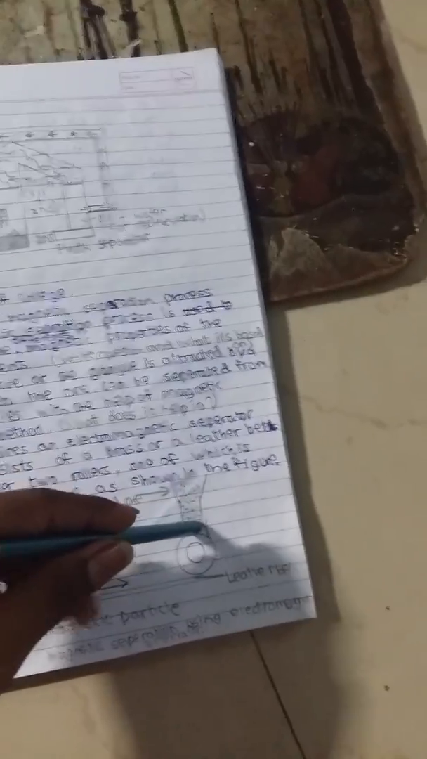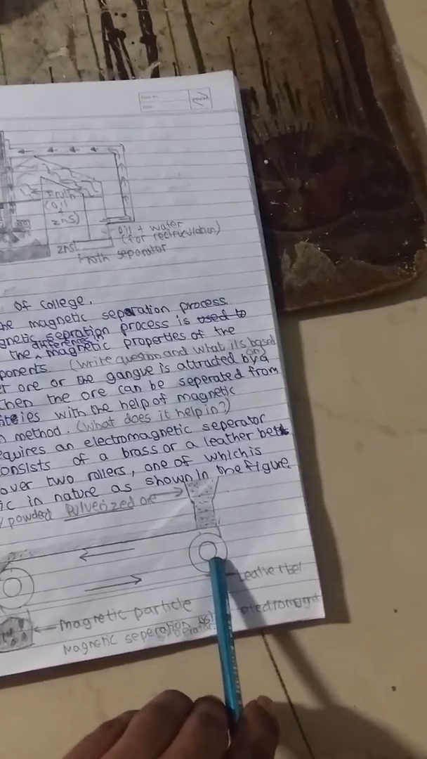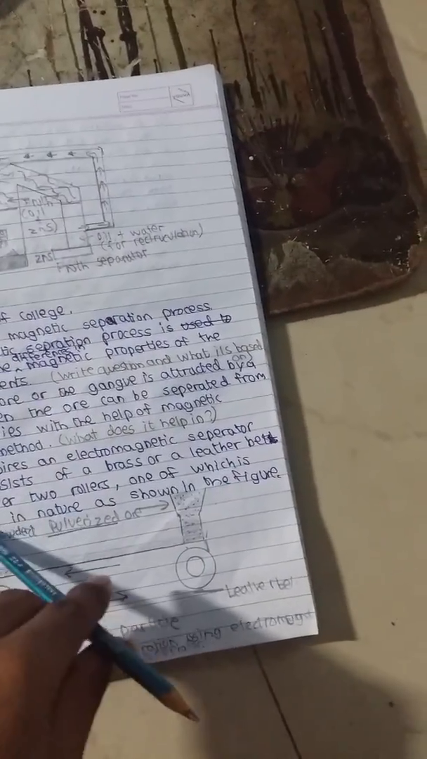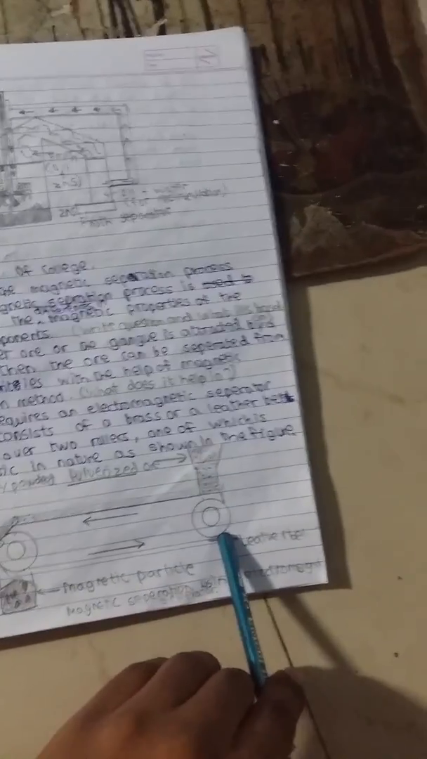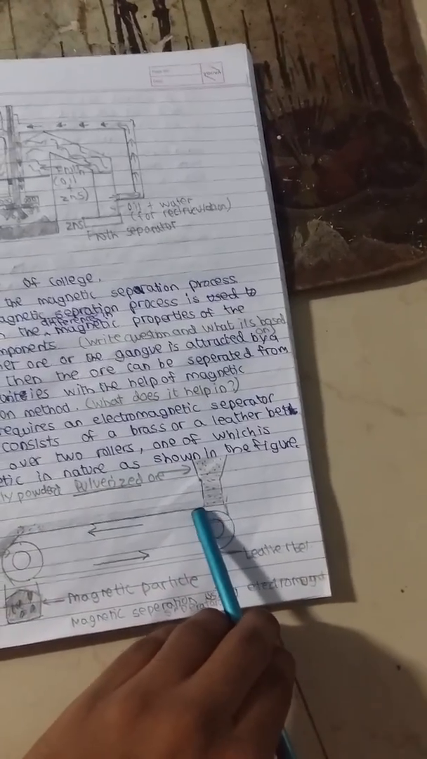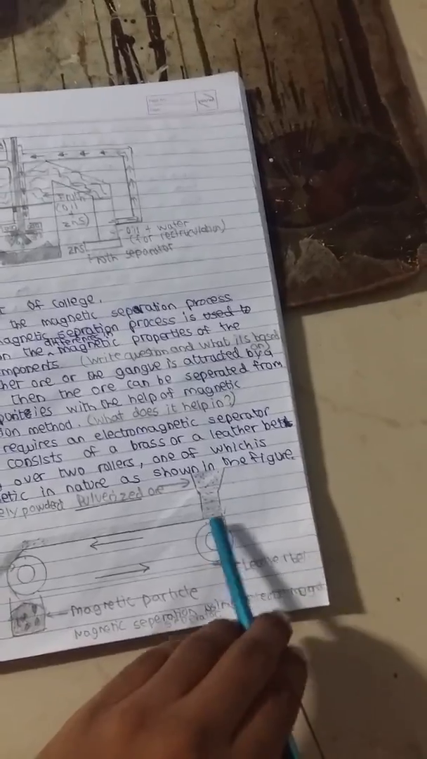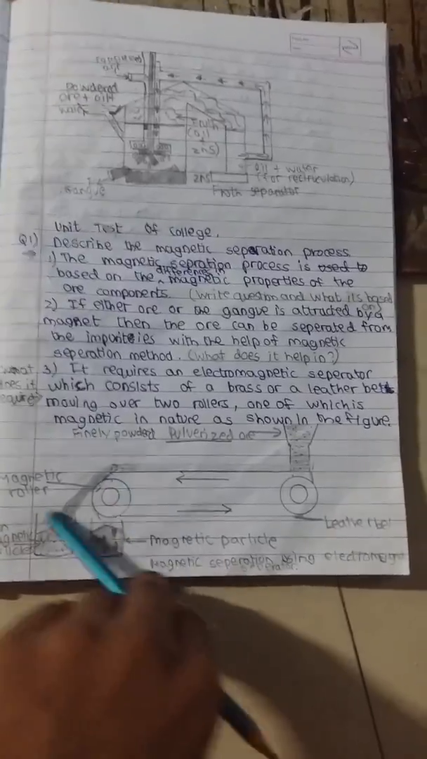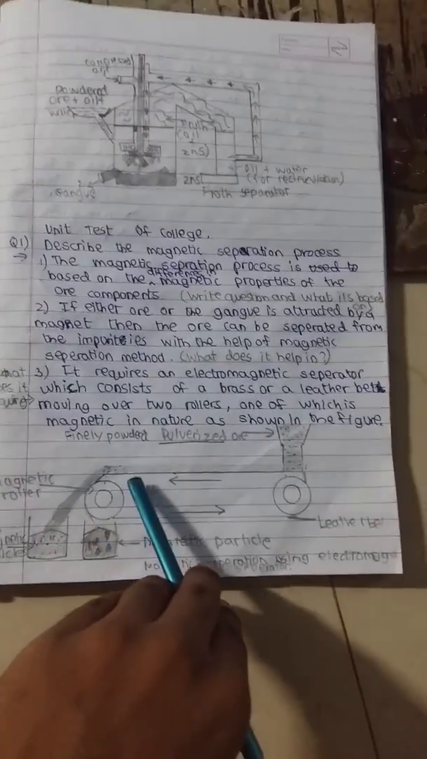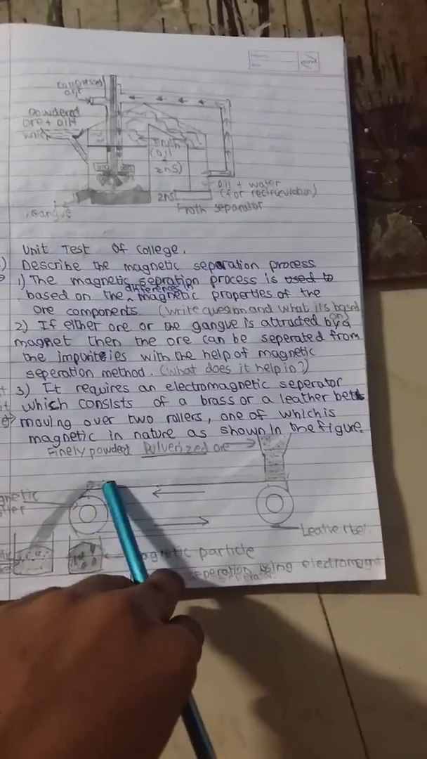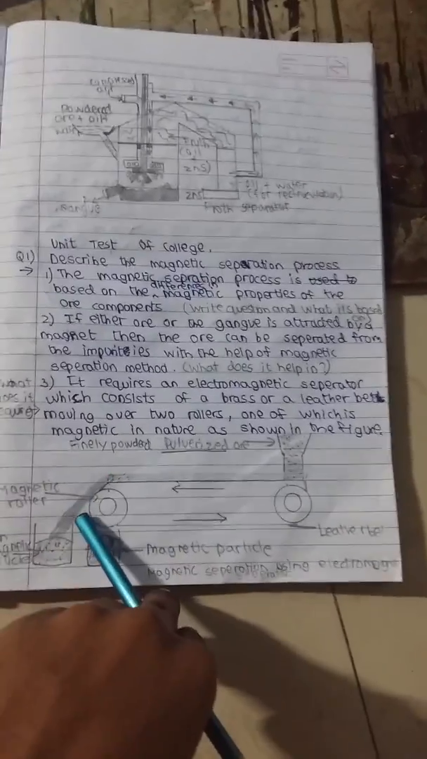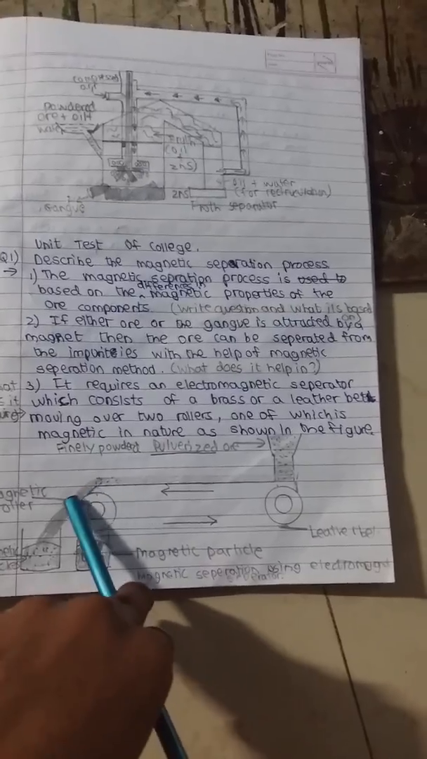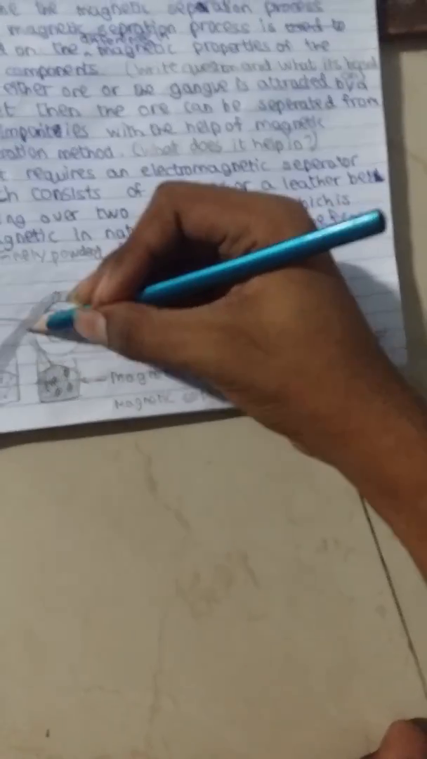It goes from here, and then this is the non-magnetic leather belt. This is the non-magnetic roller. This non-magnetic roller is required for the pulverized ore to go from here to the magnetic roller. So the ore having the magnetic properties gets from here and it is dropped here. So we can draw this like this.